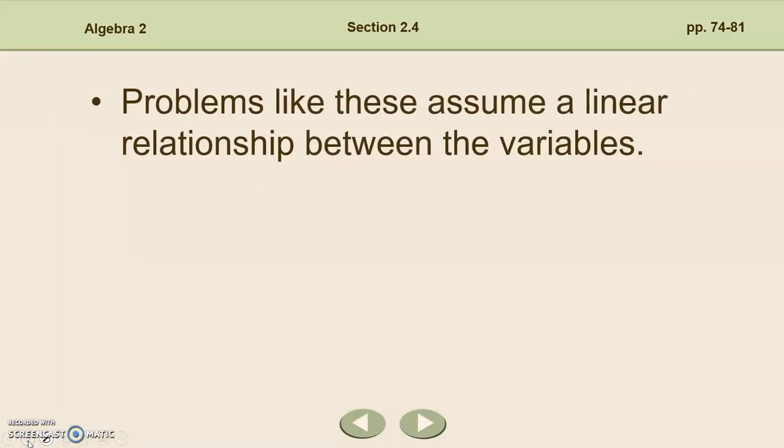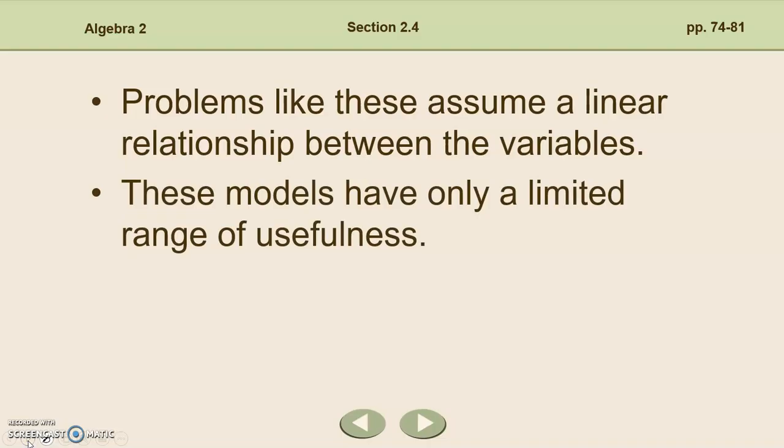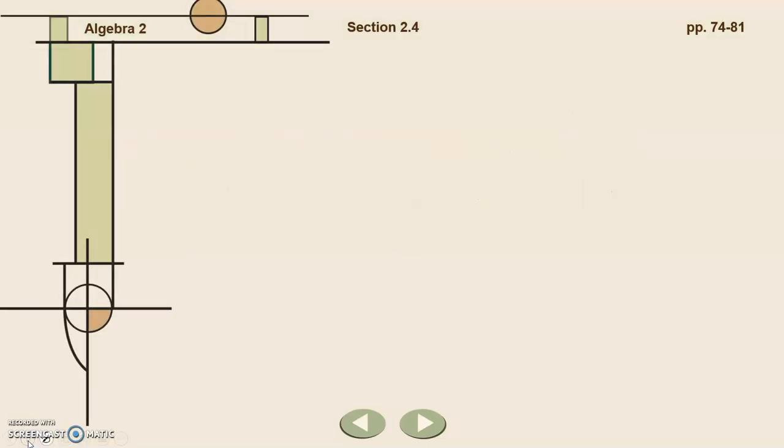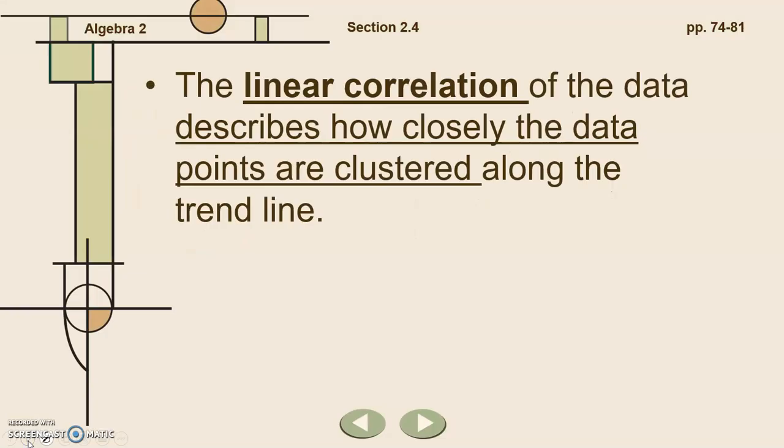Problems like these do assume a linear relationship between the variables. We're assuming that x and y are connected in a fairly straight line. As the number of miles increases, the time of your 10K decreases. These models do have only a limited range of usefulness, however, because not all data is connected in a linear relationship. Not all data follows this straight line relationship. The linear correlation of the data describes how closely the data points are clustered along the trend line.